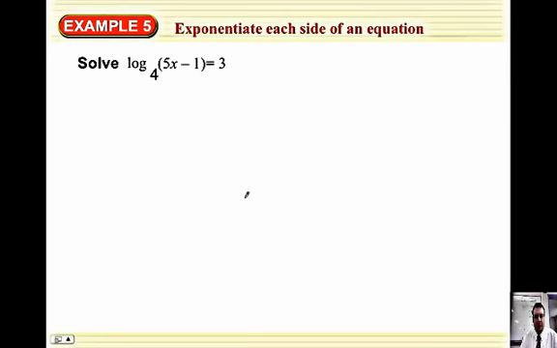Alright, example 5. What they say is exponentiate. That's the same thing as when I say base both sides. Exponentiate. I mean, that's a better word, really. Should have used that one, but oh well. Too late. Here we go.